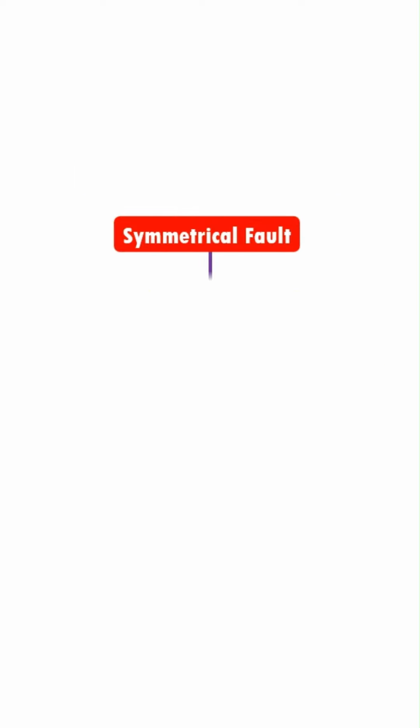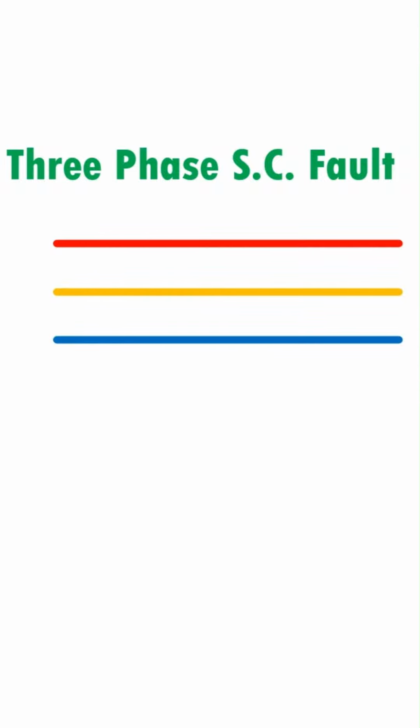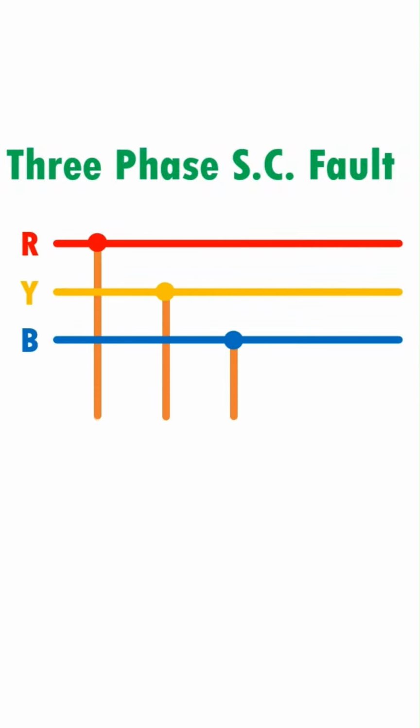The symmetrical fault is categorized into the three-phase short circuit fault and the three-phase line to ground fault. In three-phase short circuit faults, all the phases get short circuited. Such type of faults is balanced. That means the system remains symmetrical even after the fault.